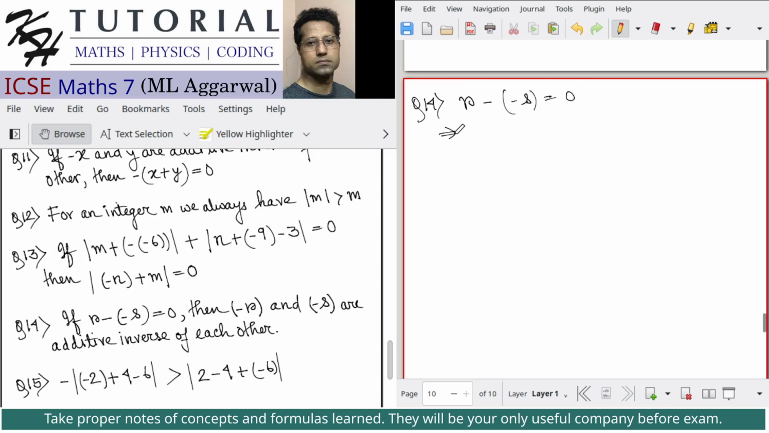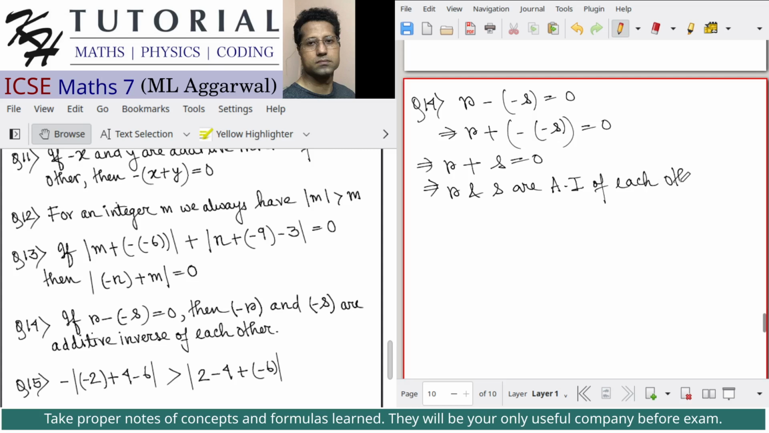What is the LHS? The LHS is where we are subtracting minus s from r. So this will be equal to r plus negative of minus s, which is equal to 0. This implies r plus s, since negative of negative s is s. So we have r plus s equal to 0. From here we can say that r and s are additive inverse of each other.